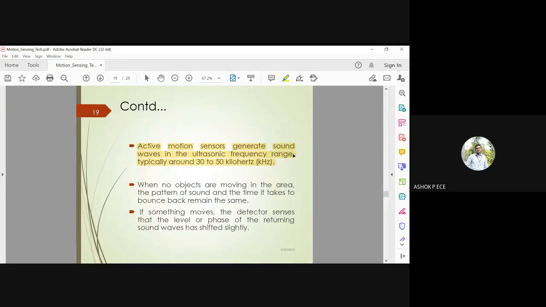So above the human audible range only we are going to generate. When there are no objects moving in the area, it will take more time to return to the detector. But if something is moving, the detector will sense immediately. So what happened? The phase of the signal will be shifted slightly. So if the phase shift is there, we can clearly detect whether a human being or any other motion is there in the nearby area.